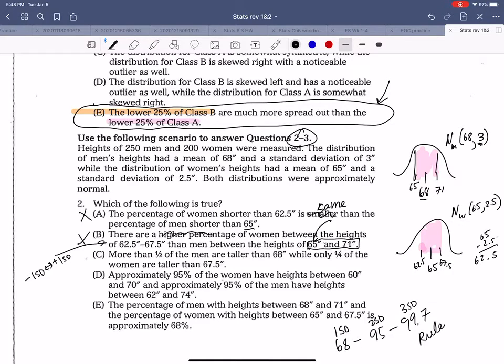C, more than half the men are taller than 68. No, not more than half. Exactly half are taller and exactly half are shorter. So that one's no good. D, approximately 95% of women are between 60 and 70. Well, 95% is 2 standard deviations away. So what's 2 standard deviations? So that's 5. Yeah, that's 2 standard deviations, 60 and 70. And 95% of men are between 62 and 74. Yep, 62 and 74. So my answer is yes, true.